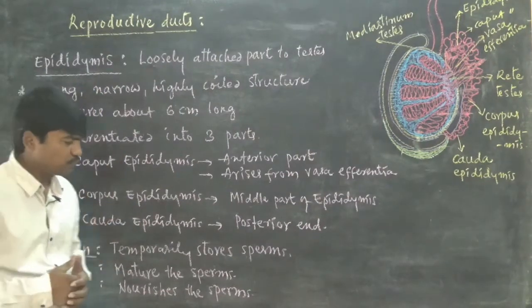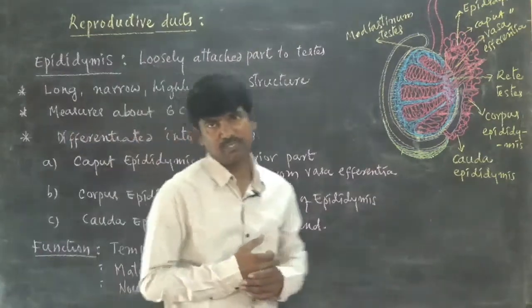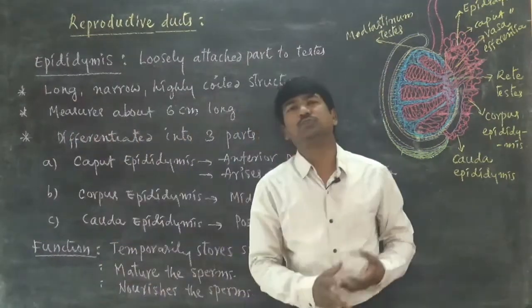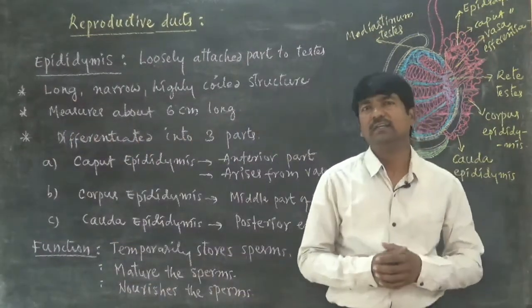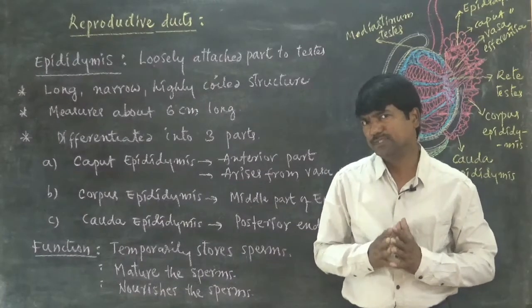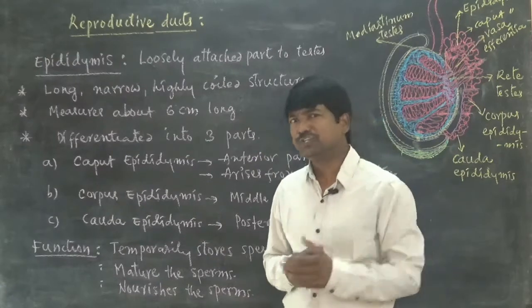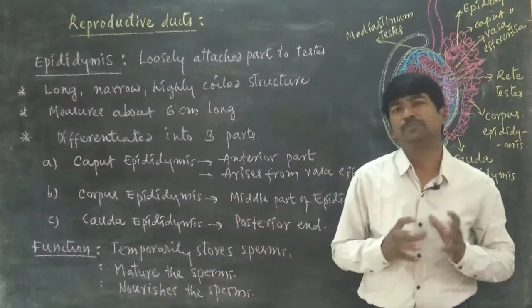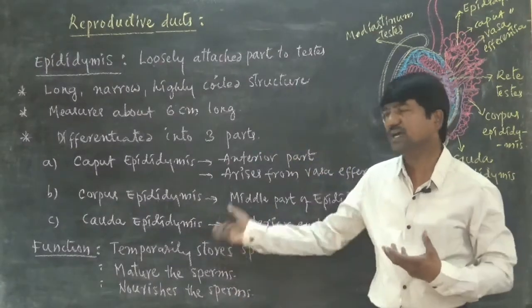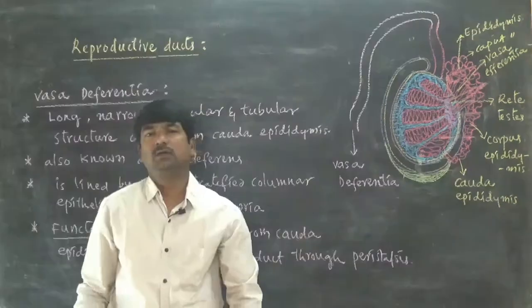What is the function of the epididymis in the male reproductive system? Generally the epididymis stores the sperms temporarily, and during the storing of the sperms it also provides nutrition, and sometimes the sperms also undergo maturation within that structure.